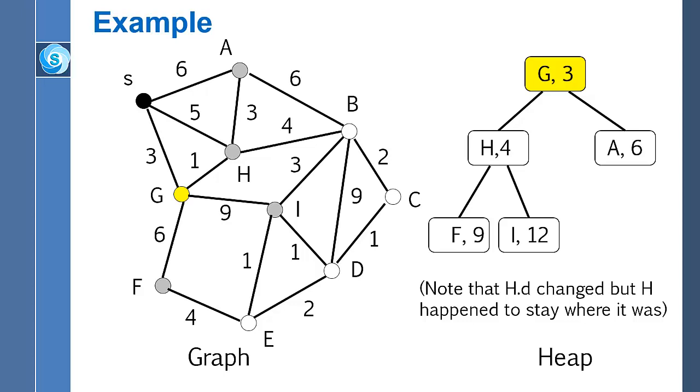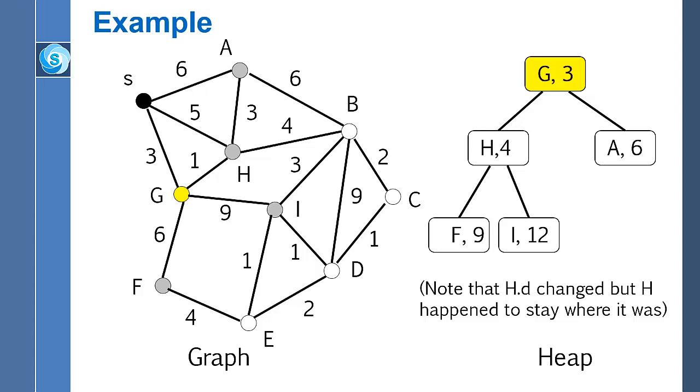Since we changed H dot little d, we're going to have to change the node priority. We used to have H comma 5 as a node in the heap. We had to change that to H comma 4. But if you notice, that doesn't really affect things here. If we change that priority from 5 to 4, it doesn't rock the boat. It doesn't upset the heap. So no need to fix up the heap.